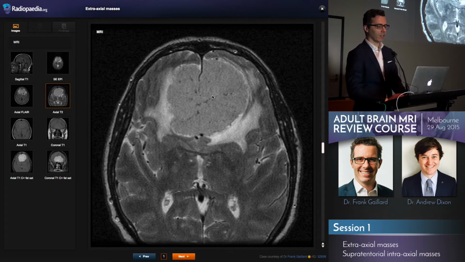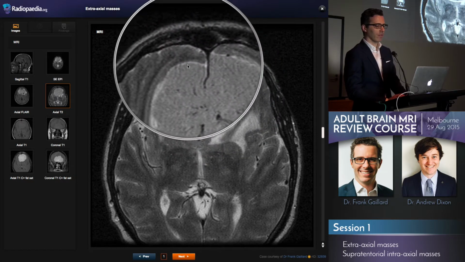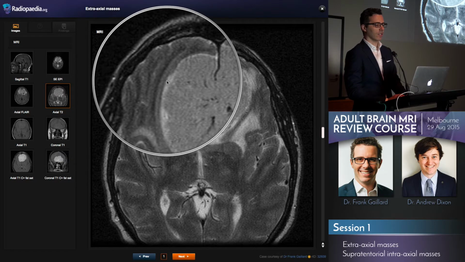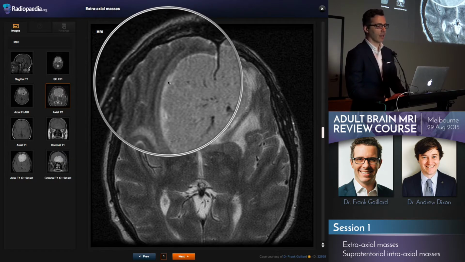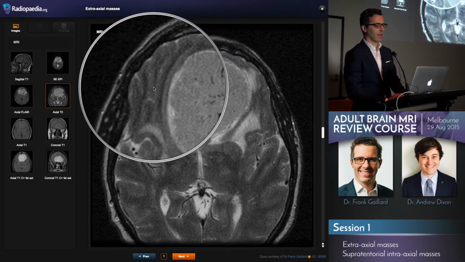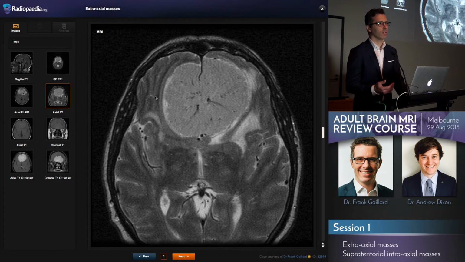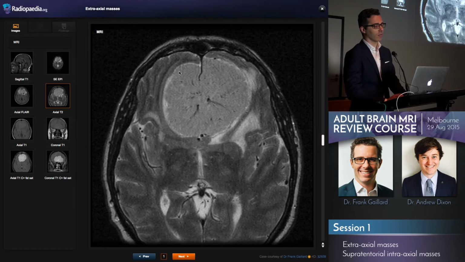So here we have a large mass, which we can tell is extraaxial because of a number of features. First of all, we have this CSF cleft, which is CSF or fluid trapped between the tumour and the adjacent brain. And you can see the effect it has on the adjacent brain is to compress the white matter. In older textbooks, this is referred to as the white matter buckling sign. It was helpful: rather than expanding the gyrus, it would compress it.